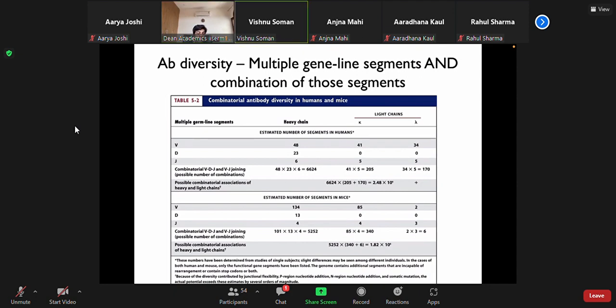So, sir, it's the same. I mean, if you multiply 134, 13, and no, 4. Sir, 101 multiplied by 13 and multiplied by 4 is 5252. So yeah, then it could be that 134 has to be 101.